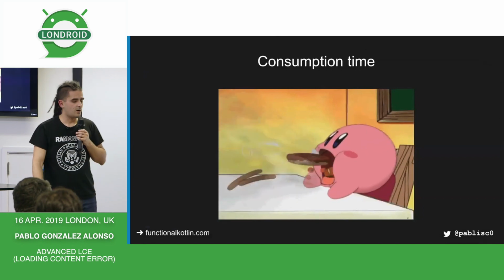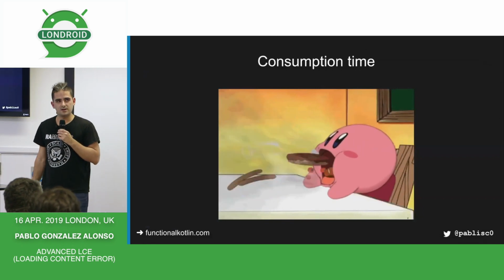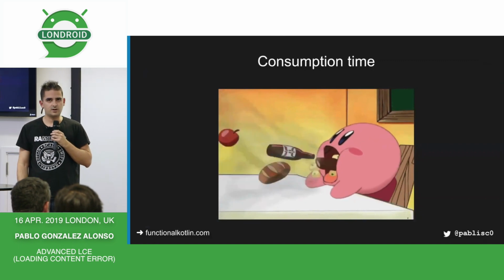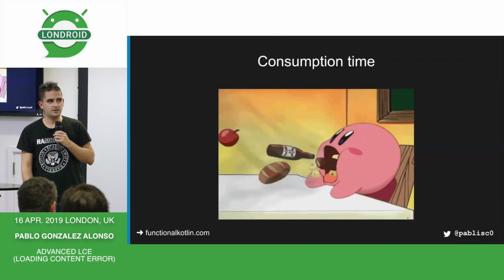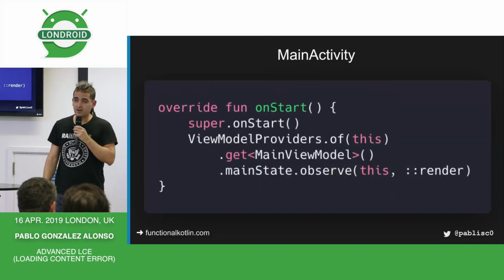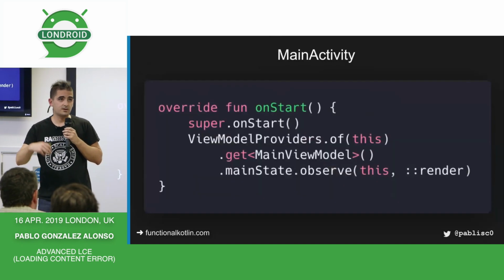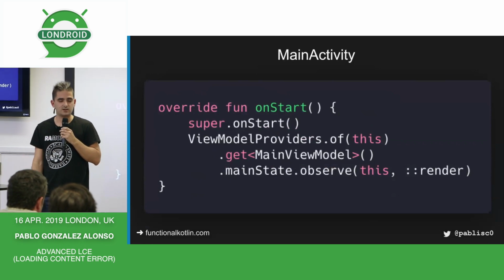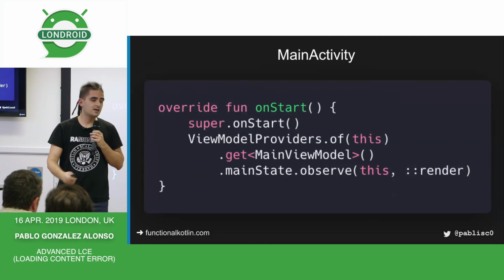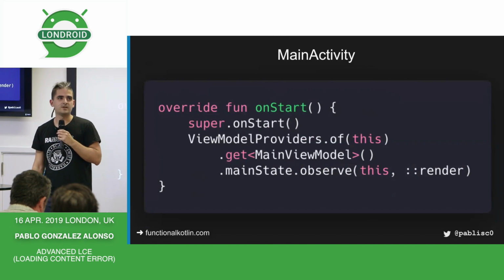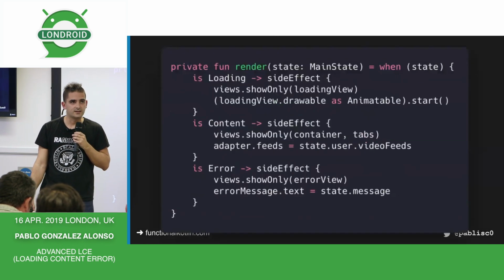Now, how we consume all this on the client, which is not the client, the app module. On the main activity, all we have to do is grab the main view model, which I'm not going to bore you with the details of, because it's basically just transforming a channel into live data. And then here we observe it with a render function. And this is where it comes quite handy.